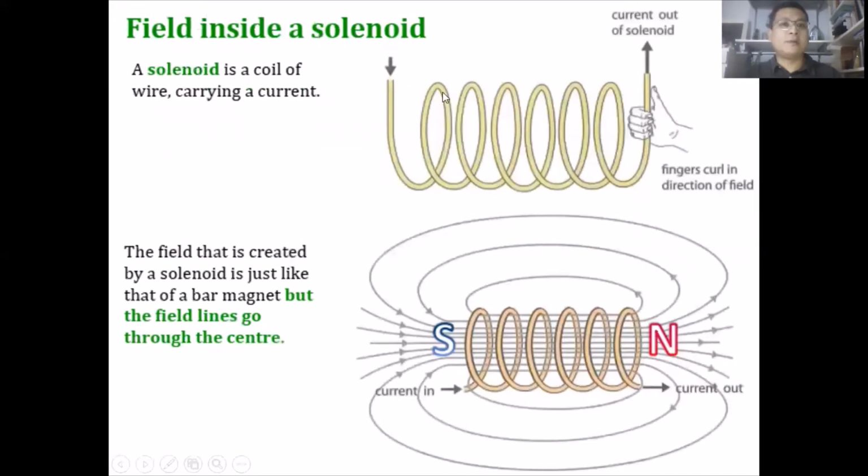So when we make many turns of a coil, we call it a solenoid. A solenoid is a coil of wire carrying current. So we flow the current inside the solenoid. What happened? It will carry out the electric field.